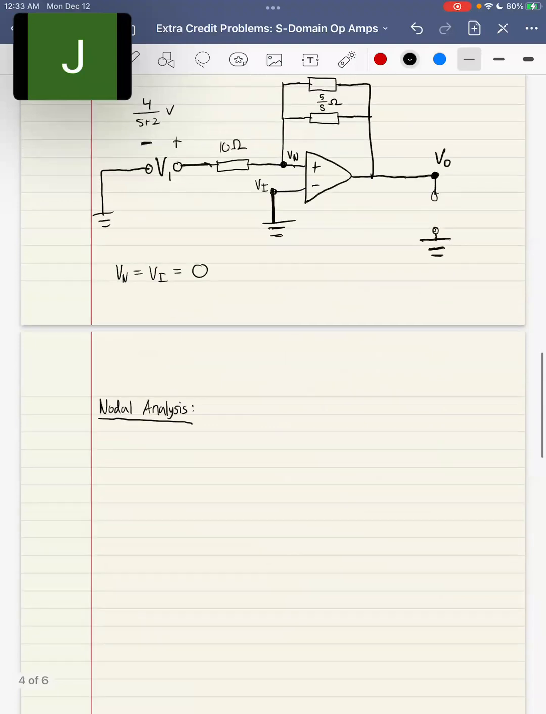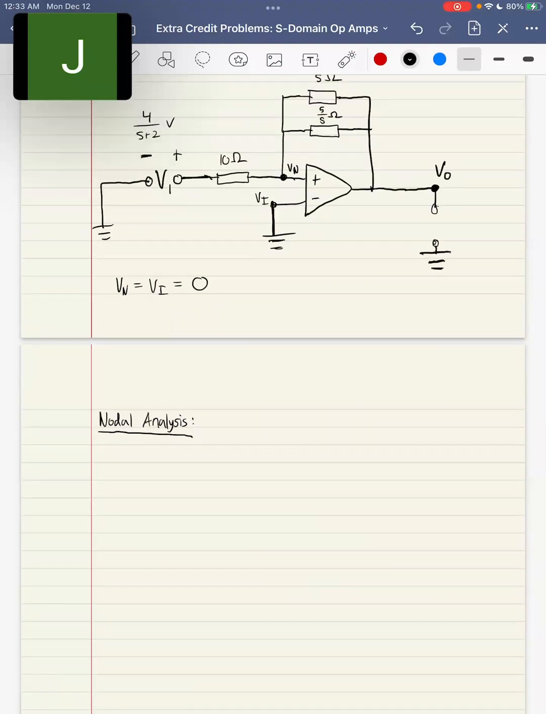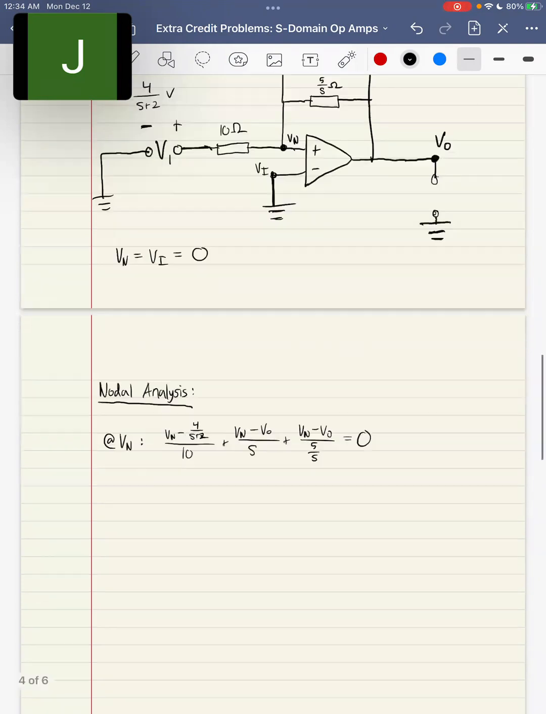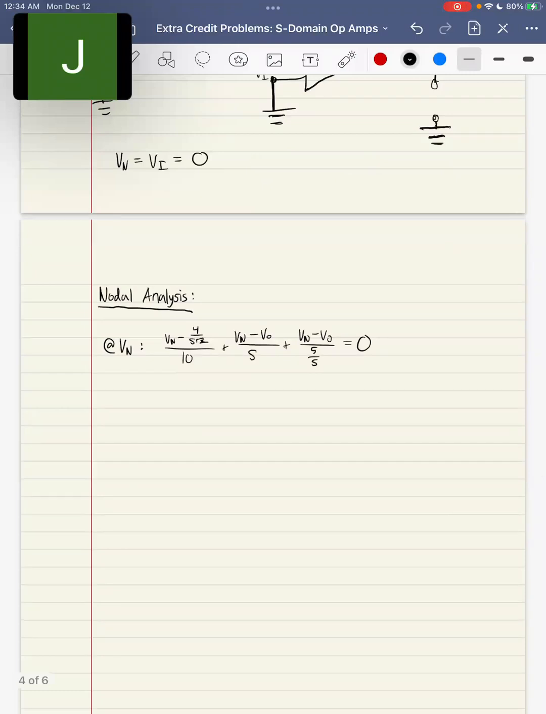Now let's look at our nodal analysis as we solve for Vout. We're looking at the VN node. So we get (VN minus the input voltage of 4 over S plus 2) divided by 10, plus (VN minus Vout) over S, plus (VN minus Vout) over 5 over S, and all that is set equal to 0. Remember, VN equals 0, so we can cancel those out when we're simplifying.